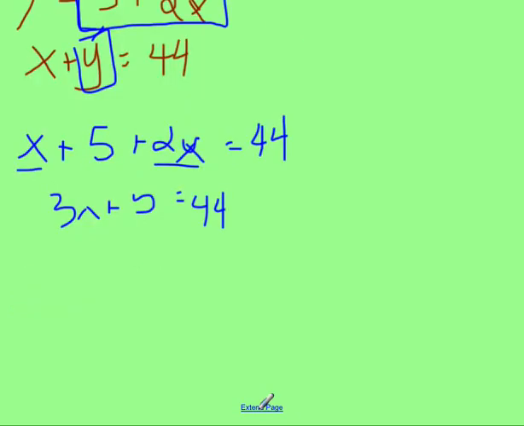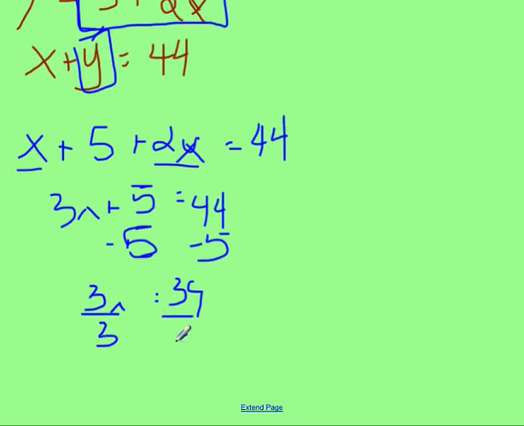So now I need to solve for x. To do that, I first need to get this 5 over to the other side. So I'm going to subtract 5 from both sides. So then I get 3x is equal to 39. Then we're going to divide both sides by 3. And then x is equal to 13. When you divide 39 divided by 3, you get 13. So the first of the two numbers is 13.